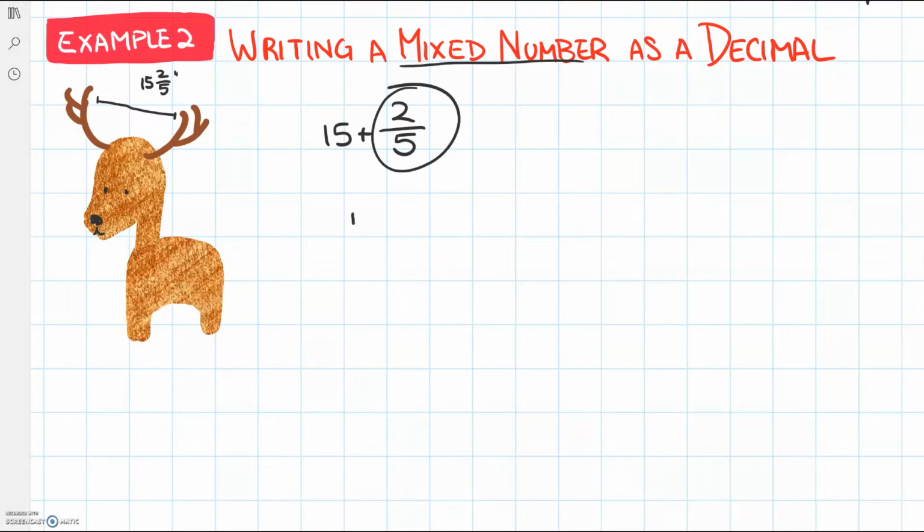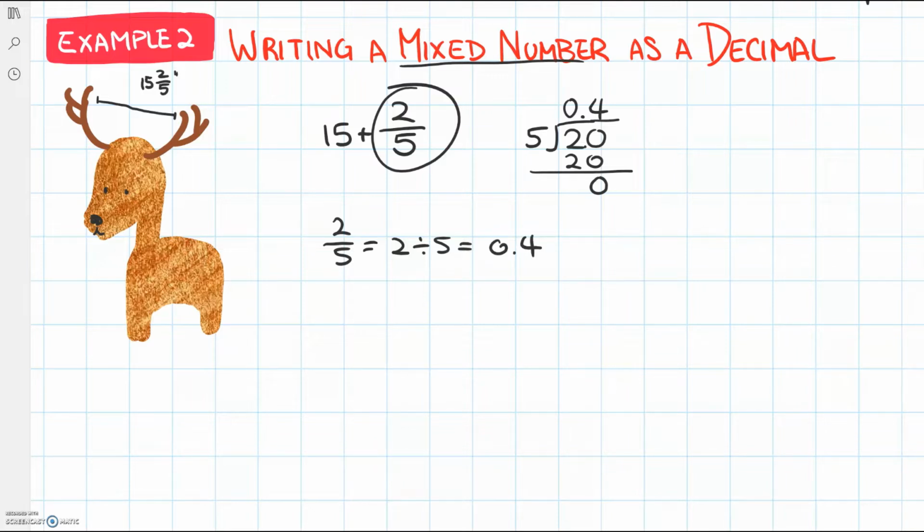2 over 5 as a decimal would be 2 divided by 5. So try it out. What do you get? So you should have found that 2 divided by 5 gives us 0.4. So 2 over 5 equals 2 divided by 5, which gives us 0.4. So now what I really have is 15 plus 0.4. So that gives me 15.4.